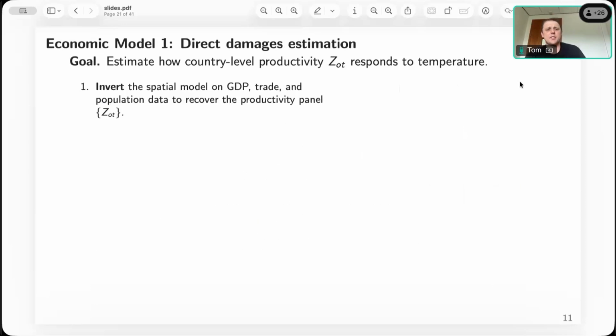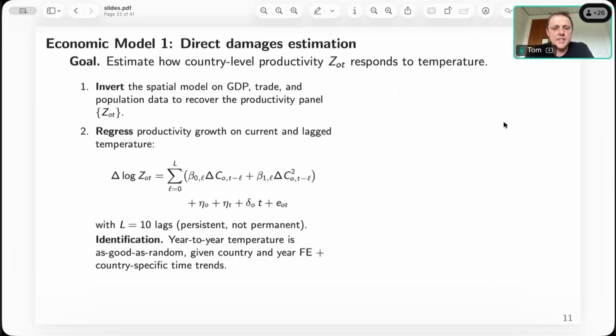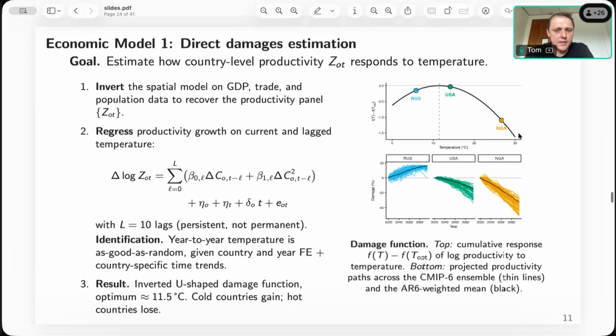For the direct damages estimation, we get estimates of country-level productivity by inverting our spatial equilibrium model. Then we estimate a causal model that allows us to identify the causal effect of changes in weather on changes in productivity. We specify that the impacts of a change in weather are persistent but not permanent, so they take 10 years to unfold, and we allow them to be nonlinear. When we estimate the model, we find very strong impacts, and this is very consistent with previous research that finds an inverted U-shape relationship between temperature and productivity.